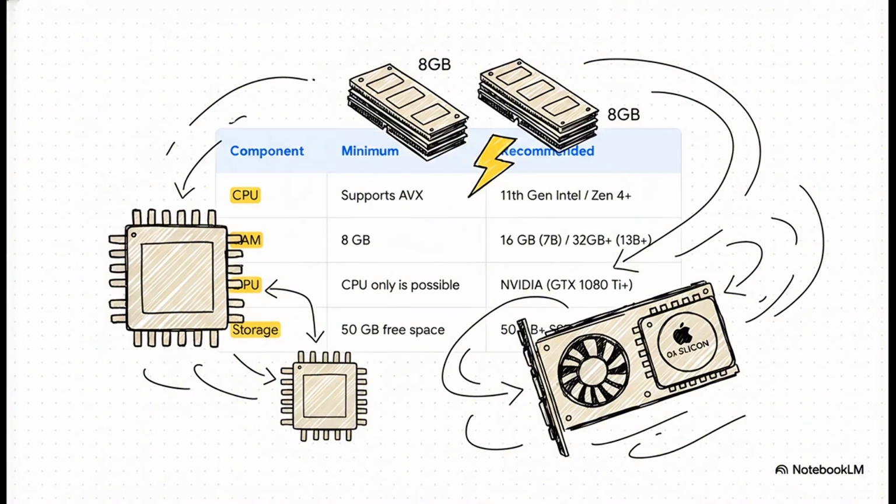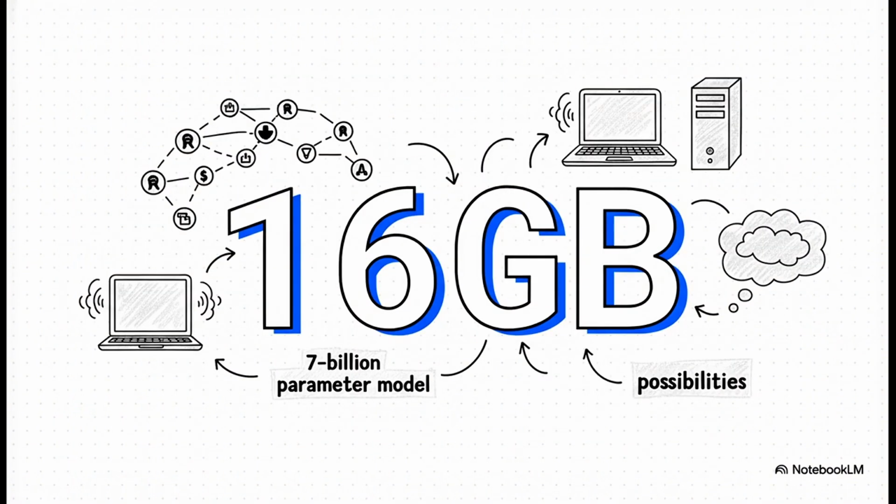The main thing to know is that while, yeah, you can run this on just a CPU, a decent NVIDIA graphics card or an Apple Silicon chip is going to make things way, way faster. As for RAM, 8 gigs is the bare minimum, but 16 is really where things start to feel smooth. And yeah, 16 gigs, that's kind of the magic number.